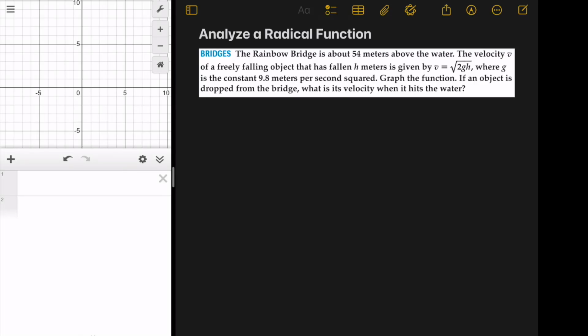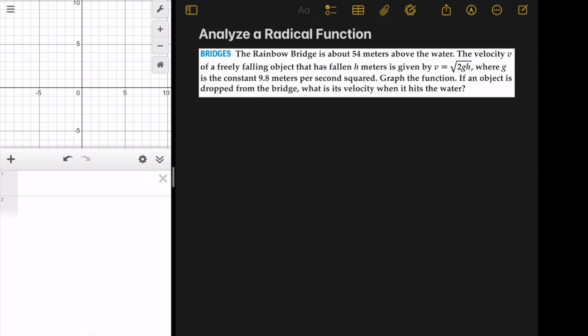So we're going to analyze a radical function in this problem. So let's go ahead and read the situation here. It says the Rainbow Bridge is about 54 meters above the water. The velocity v of a freely falling object that has fallen h meters is given by v equals the square root of 2gh, where g is the constant 9.8 meters per second squared. Graph the function. If an object is dropped from the bridge, what is its velocity when it hits the water?